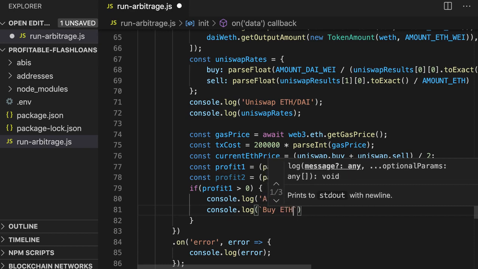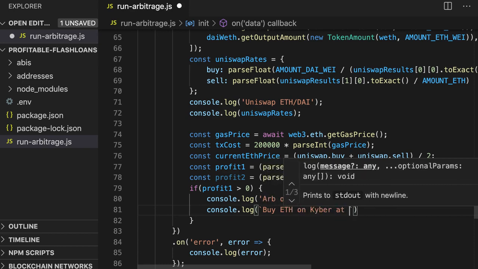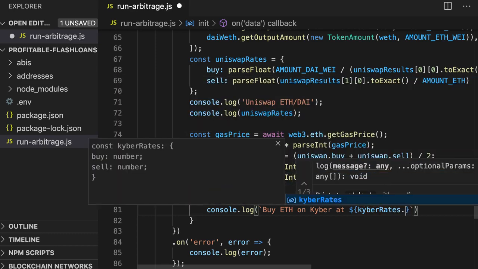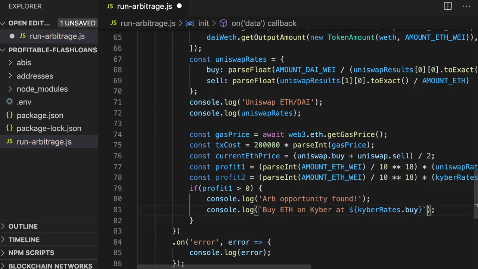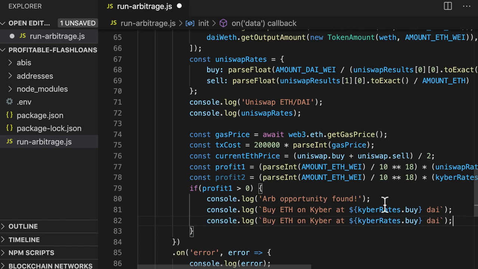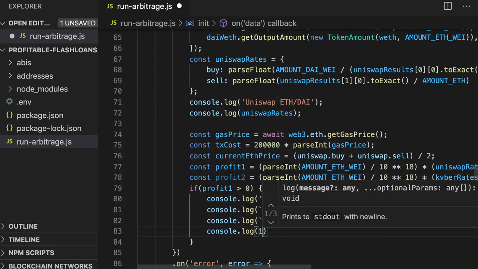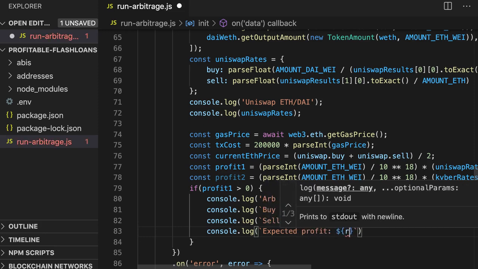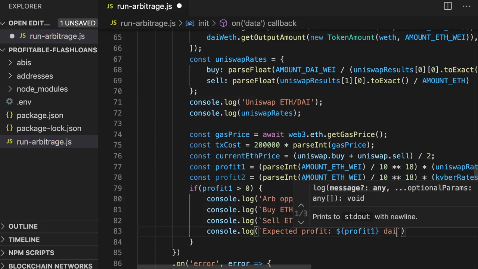So buy ETH on Kyber at Kyber rates.buy. And here the unit is DAI, and sell ETH on Uniswap at Uniswap rates.sell DAI, and console log expected profit profit 1, and the unit is DAI.